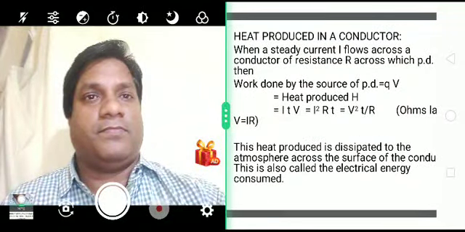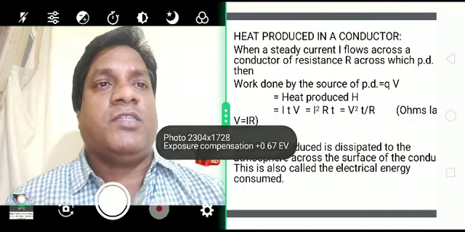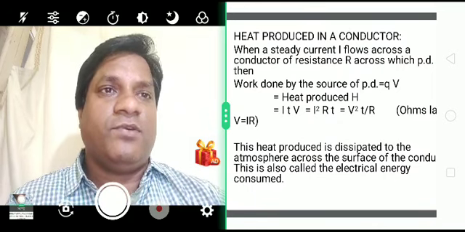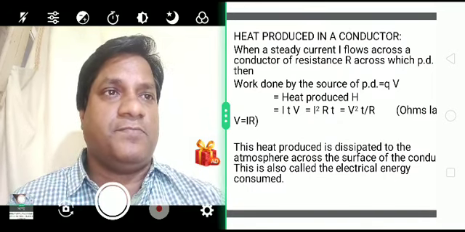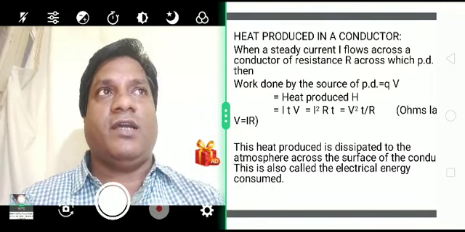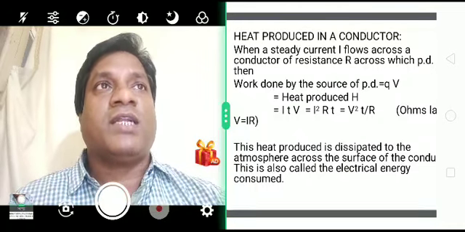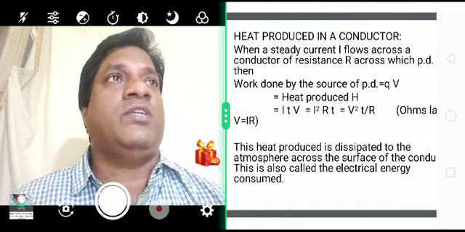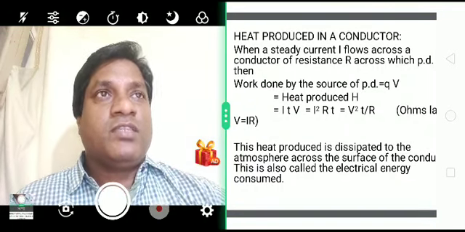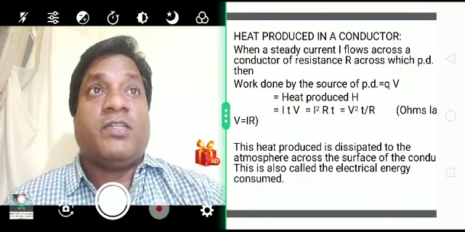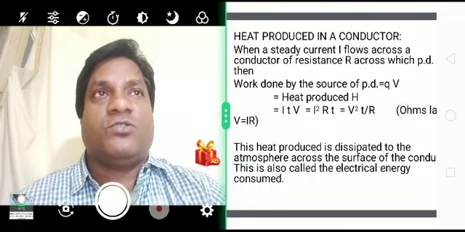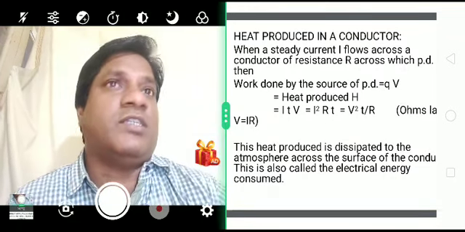Now let us see how much heat is produced in the conductor. When a steady current I flows across a conductor of resistance R, across which a potential difference V is applied, then the work done by the source is Q into V, as we have discussed earlier. Now this work done is converted into heat energy. This is under steady state when kinetic energy does not increase. So the total work done is converted into heat energy.